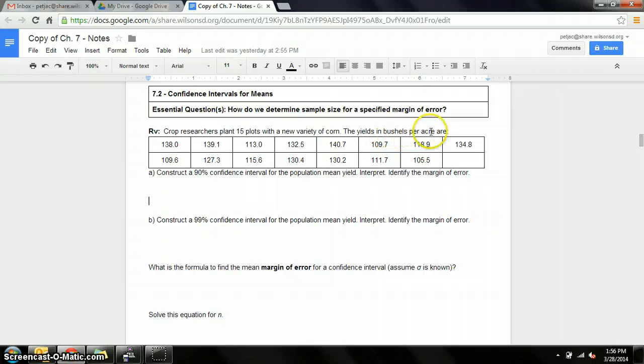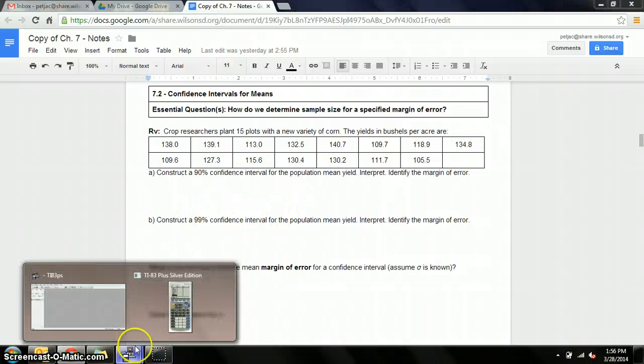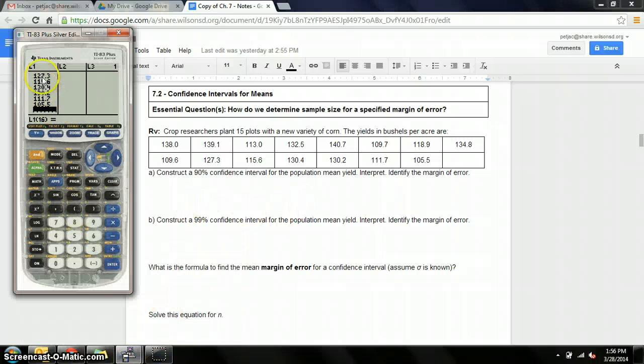The yield in bushels per acre are, and here's a listing of that. So construct a 90% confidence interval for the population mean yield. Interpret that and then identify the margin of error. So to start that out, what we need to do is to take this information and enter it into a list. So to do that, you go to stat, into edit, and then you can enter them all in. I've done that previously, so I'll move on from here.